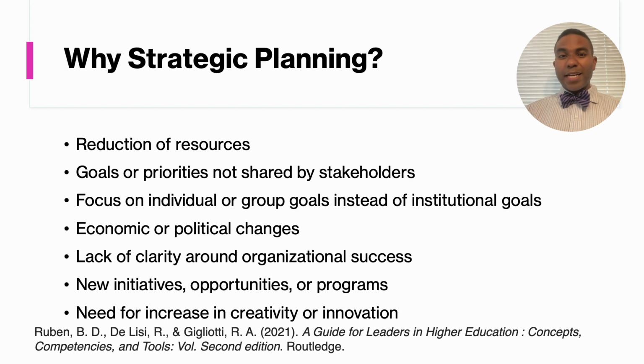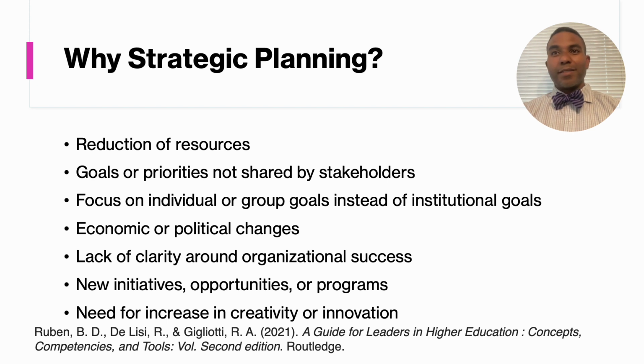You probably also want to engage in strategic planning if you've got key stakeholders who don't share certain goals and priorities. If everybody's operating for themselves and based on what's good for their area, their department, but not based on what's best for the entire institution, probably a good time to engage in some strategic planning. Also, again, focusing on the institutional goals, which is where we need to be. But if you see instead that your institutions are focusing on individual goals or group goals, then it's probably a good time to engage in strategic planning.